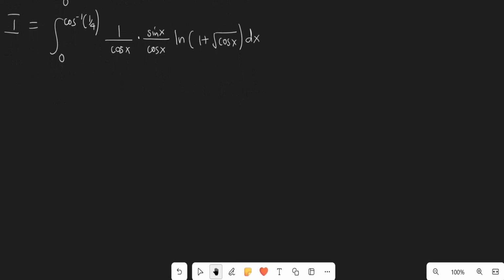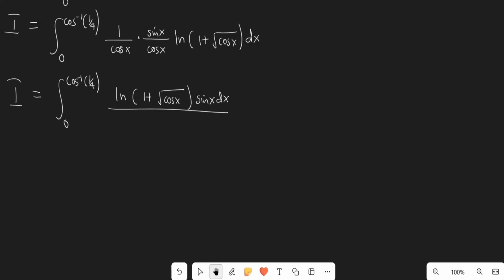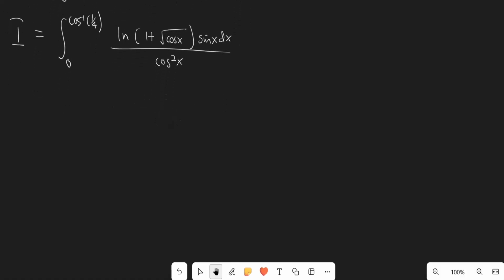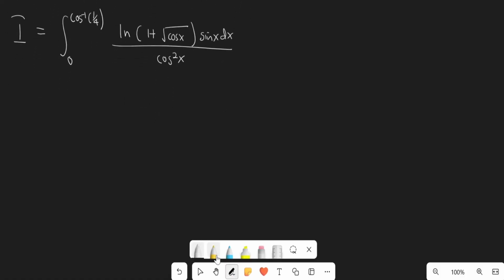Cool. Now we can multiply the terms in the denominator. So the upper limit is the cosine inverse of 1 over 4. We are going to have the ln of 1 plus the square root of cosine of x, right? I'm going to bring the sine of x here and then dx. This is divided by cosine of x times itself, which is the cosine square of x. And now at this point we can do a substitution.